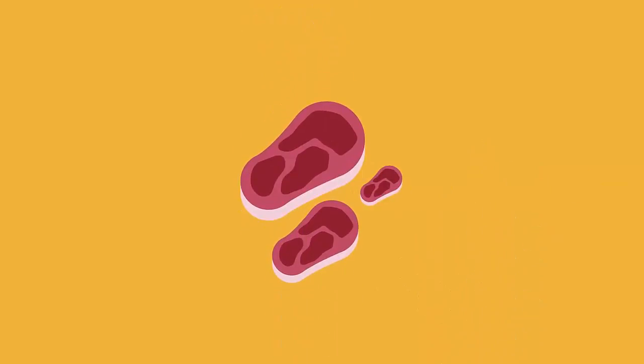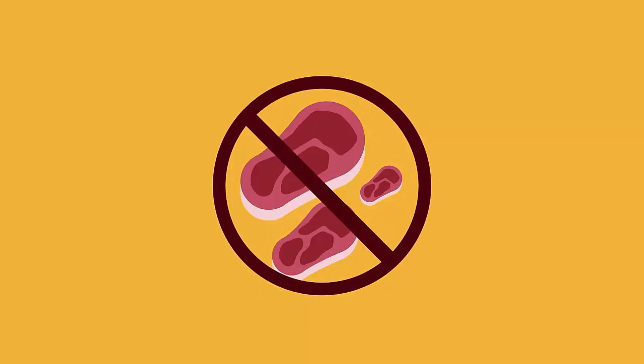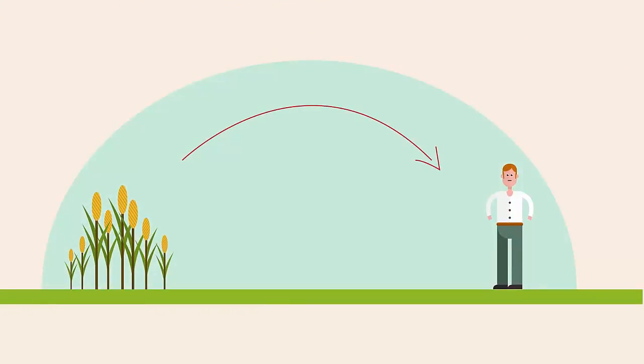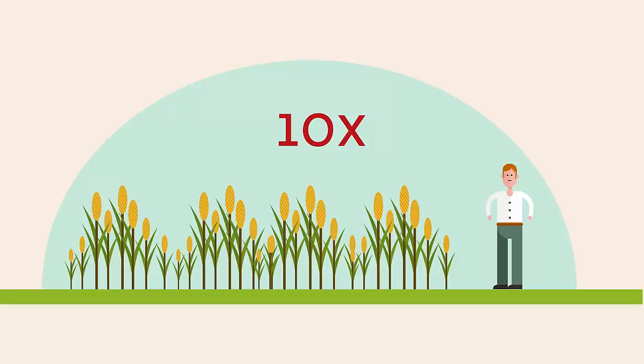Maybe the biggest way to reduce your carbon footprint is not to eat meat, especially red meat. By growing food for ourselves rather than for animals which we later eat, we can get up to 10 times as much food from the same land and fertilizer use.